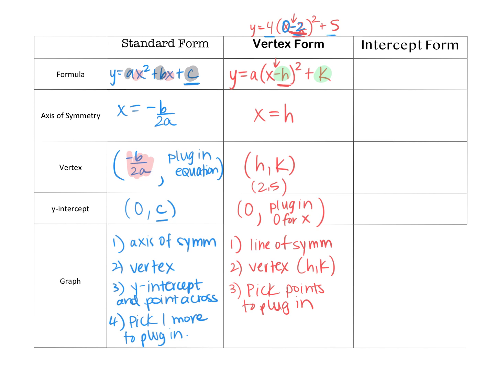Okay, and then finally, we have our intercept form, which is basically using the x-intercepts. And that looks like this: y equals a, and then they call it x minus p, times x minus q. I did not write that very neatly, so I'm going to just erase it and rewrite it, sorry.